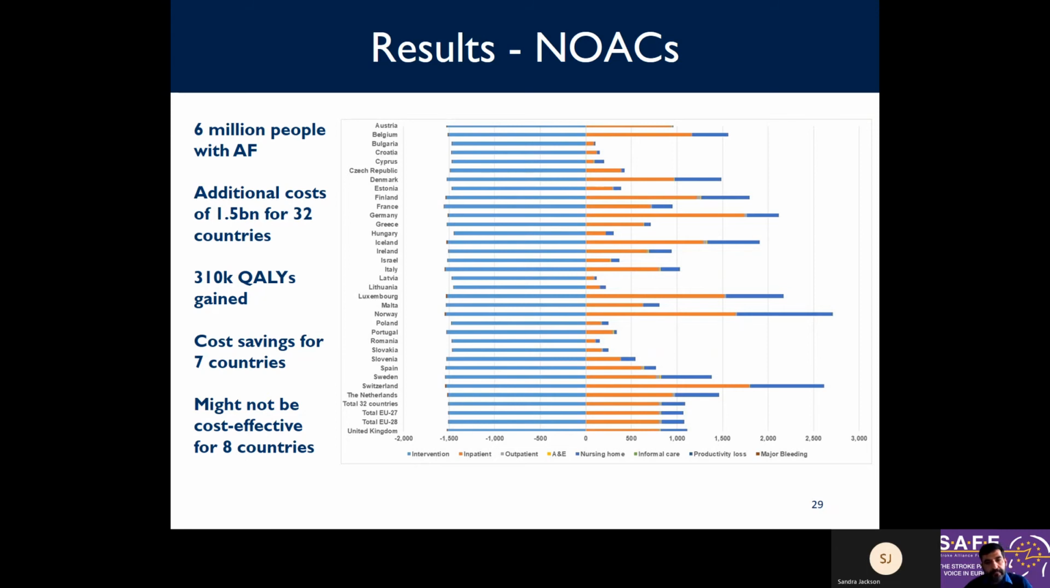However, when we bring both cost and outcomes together, we found that using UK definitions of cost effectiveness, NOACs would be cost effective across Europe. However, if we use a country's GDP per capita as a measure of cost effectiveness, then NOACs might not be cost effective for 8 Eastern European countries.